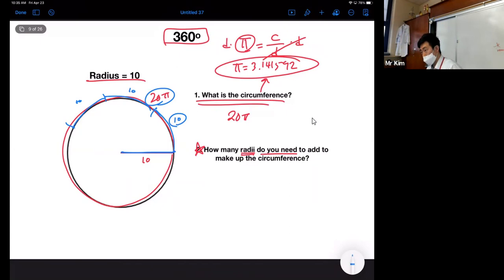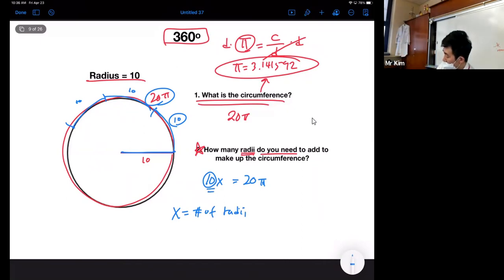What would I do to figure that value out? We're talking about how many radii I would need, Polina? 10x equals 20 pi, exactly. We want to find out how many of these radii, because x is the number of radii. If I multiply that by 10, because every single one of those radii is 10, if I have 3 radii, that's 30 in terms of length in total, right? But the total I want to get to is 20 pi. So how do I get x by itself here, Polina?